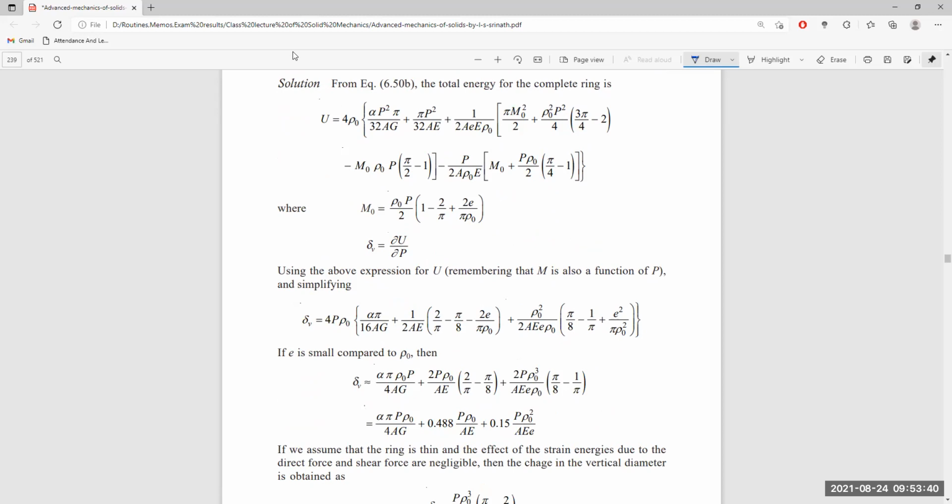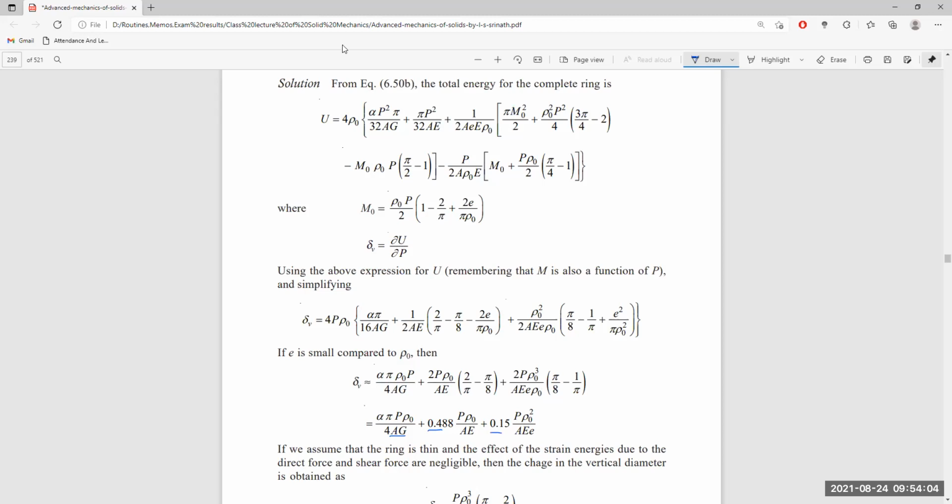Again, it will further reduce if we put the value of rho 0 and the value of pi, this 2 by pi and pi by 8, and pi by 8 minus 1 by pi. Then this equation will take this particular form, equal to 0.488 and 0.15, P rho square by 2 into 8.